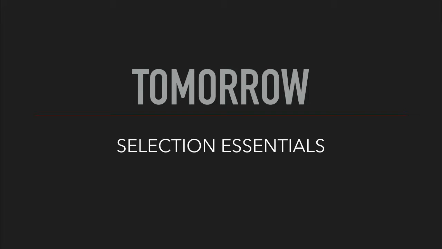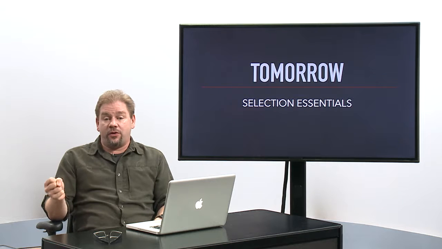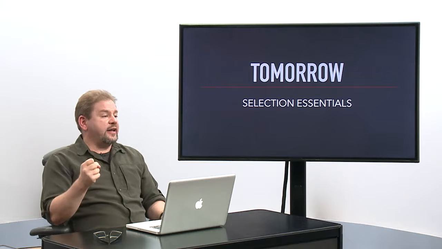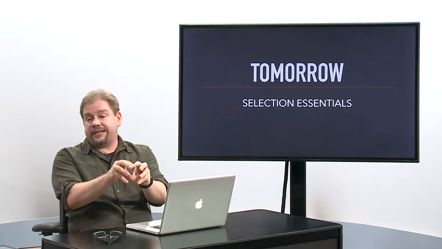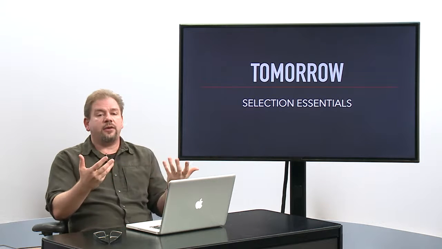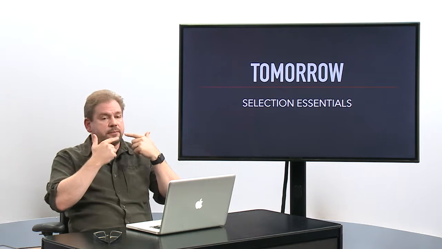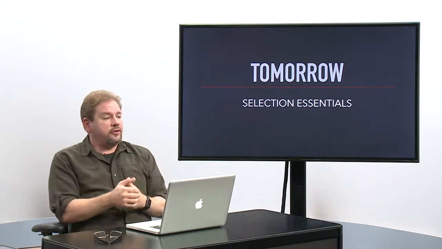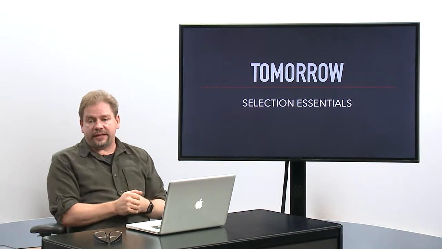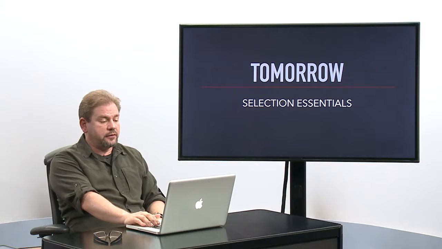Okay? Tomorrow, we're going to get into selection essentials. And if you're brand new to Photoshop and don't know what selections are, a selection allows you to isolate very precisely an area of your picture to say, I only want to adjust somebody's eyes or their lips, or I want to remove the background behind somebody's hair. In order to do those kinds of tasks, you need selections. And so that's what we'll get into.